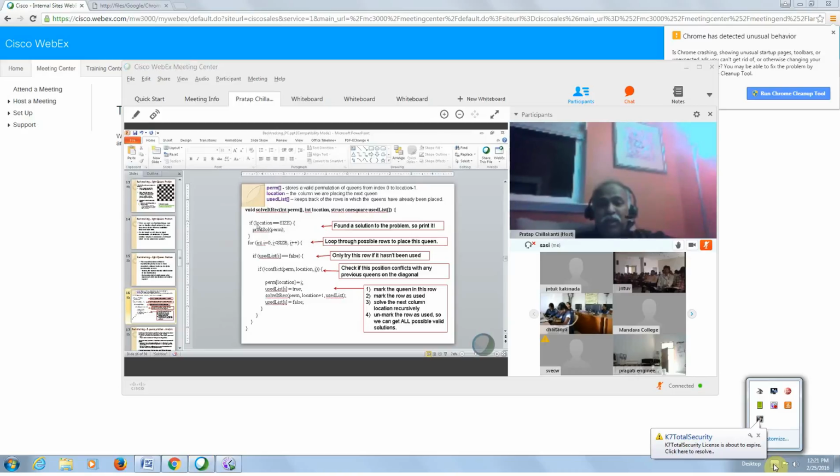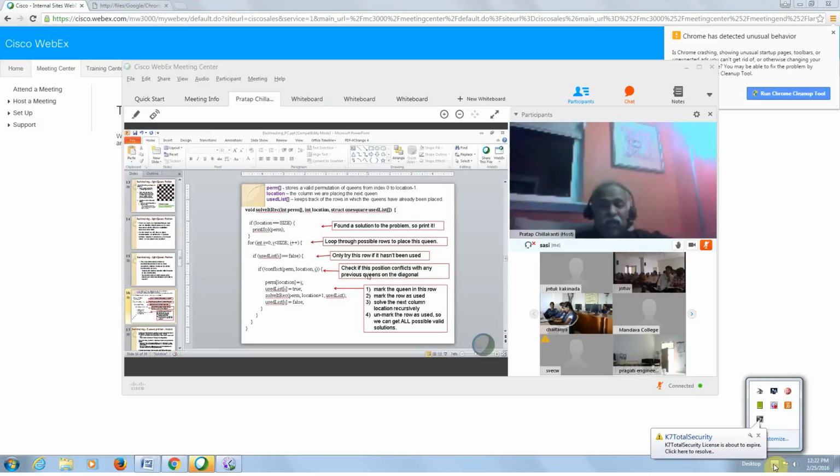So if you found a solution, you print it first: if location equals size. Otherwise, you loop through integer i, i plus plus, so you're looping through all the possible rows to place the queen. Then you try this row if it hasn't been used. You have to first check whether that row has already been used. If it is used, you cannot use it.